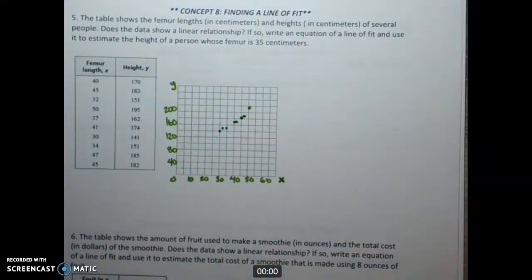Okay, concept 8. Finding a line of fit. The table shows femur lengths in centimeters and heights in centimeters of several people. Does the data show a linear relationship? If so, write an equation of a line of fit and use it to estimate the height of a person whose femur is 35 centimeters.